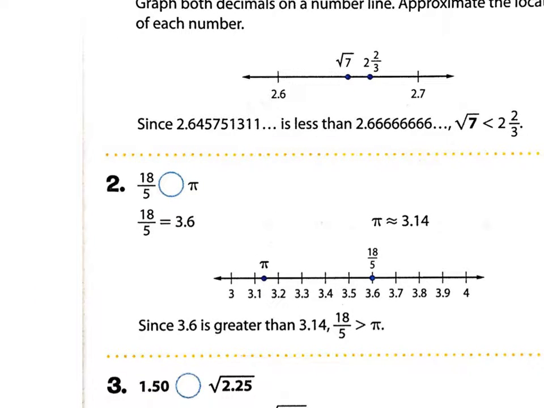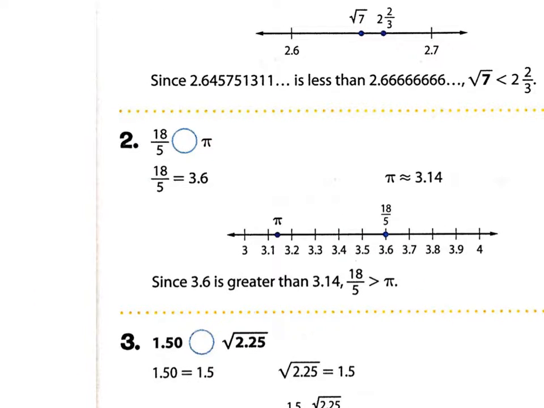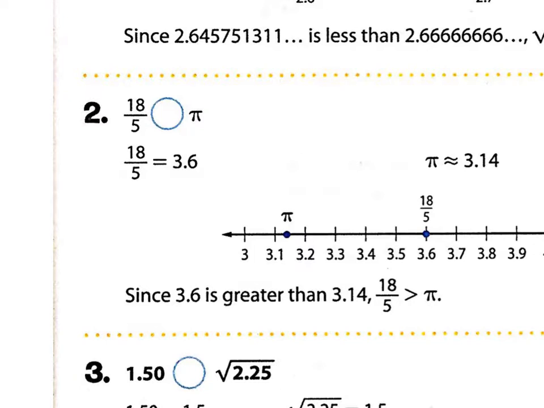So number 2, we do the same thing, right? We have to convert 18/5 into a number that we know. If you put that in your calculator, it gives you 3.6, right? Is 3.6 bigger than 3.14? Yeah. So we're going to write a greater than sign.